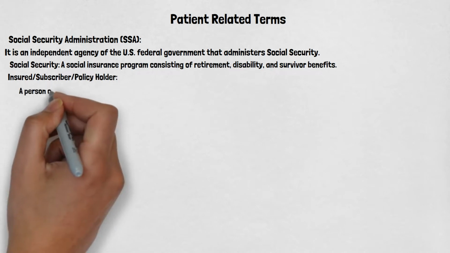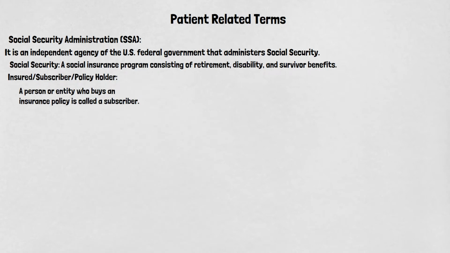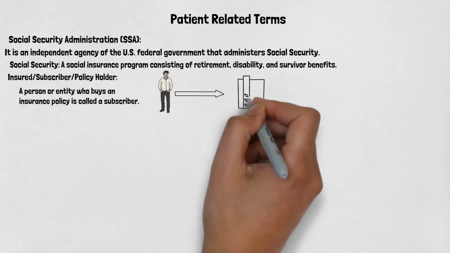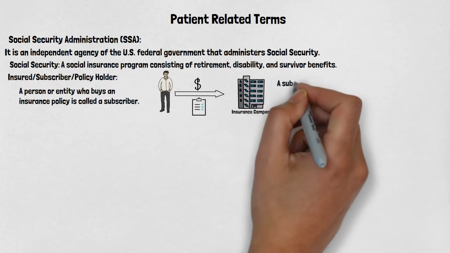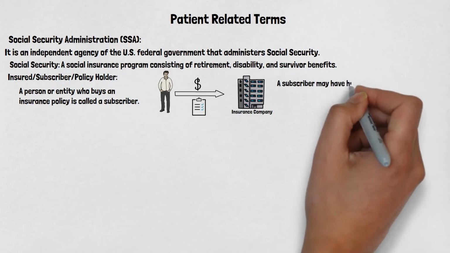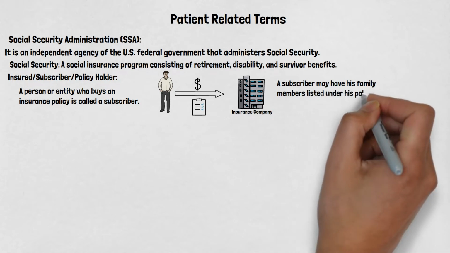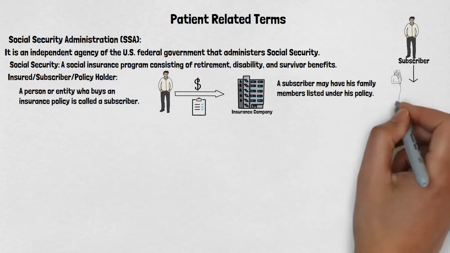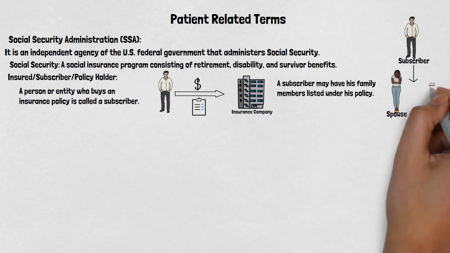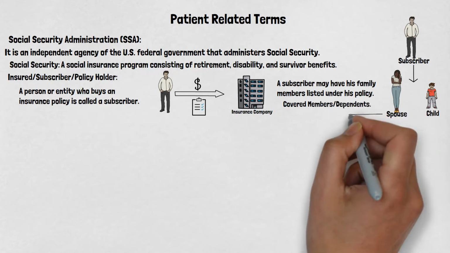Now the next term is insured subscriber or policyholder. A person or entity who buys an insurance policy is called a subscriber. Now, this subscriber may have his family members listed under his policy, like the subscriber's spouse and the child. Now, the spouse and the child are considered as covered members or dependents.